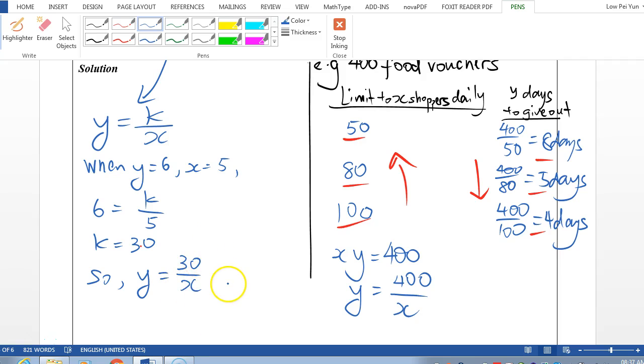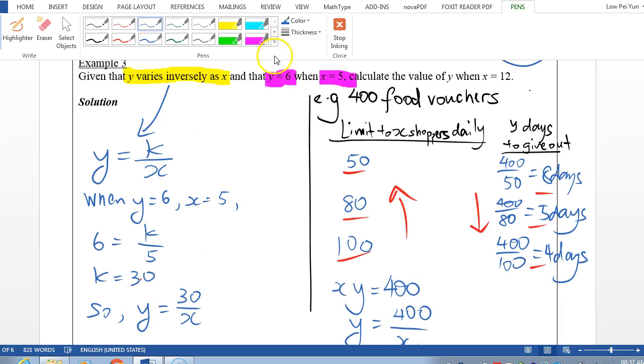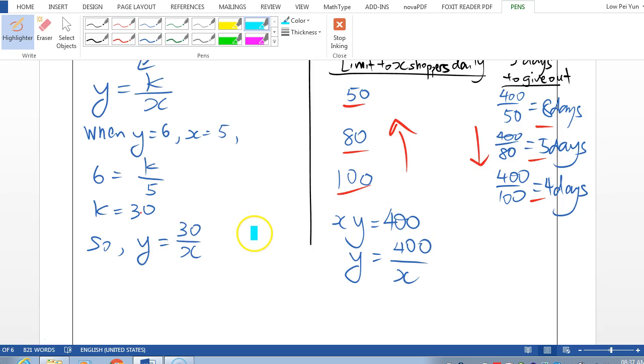And this is specific to this example. And when we need to find the value of y given x, we will sub this into the equation where y is equal to 30 over x. So we can say that now when x is equal to 12, y can be found. It's 30 over 12.